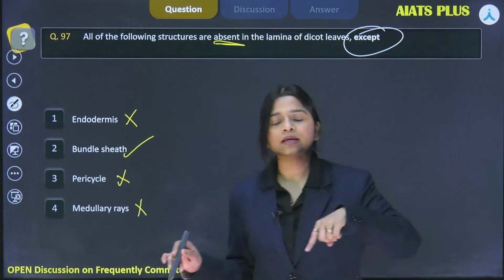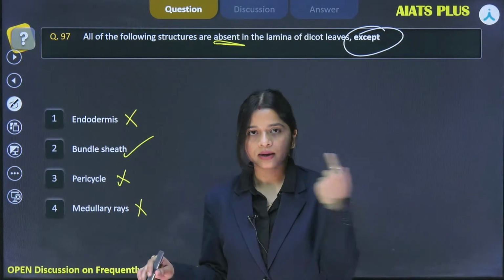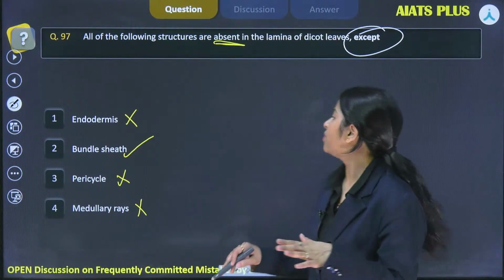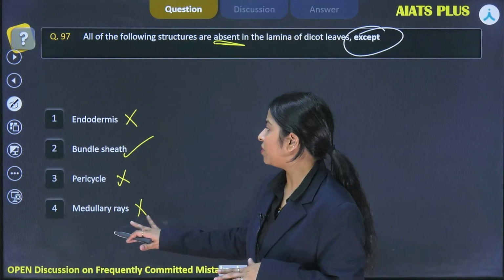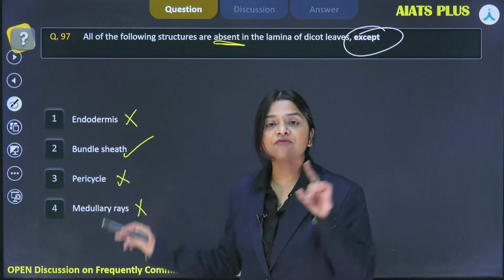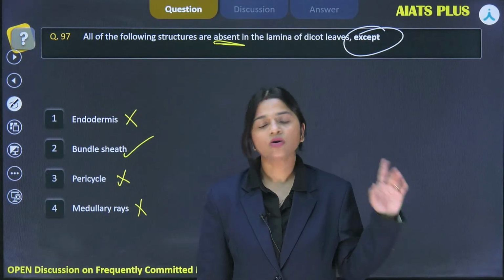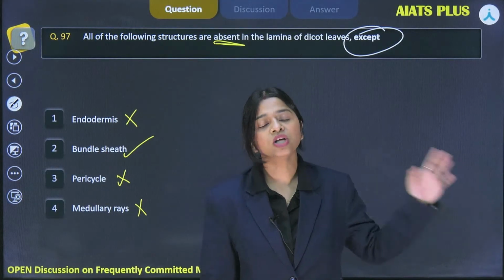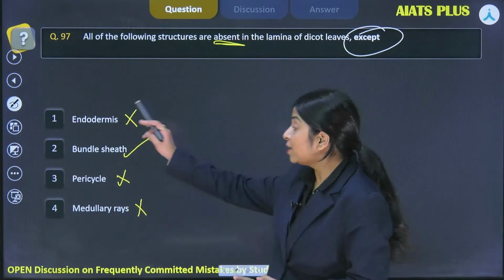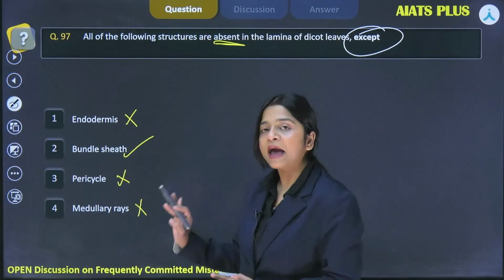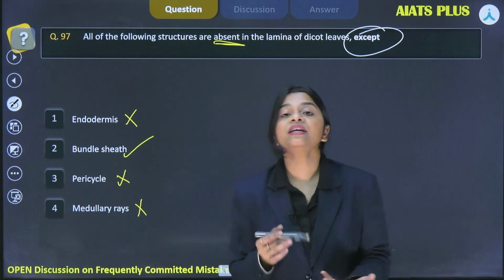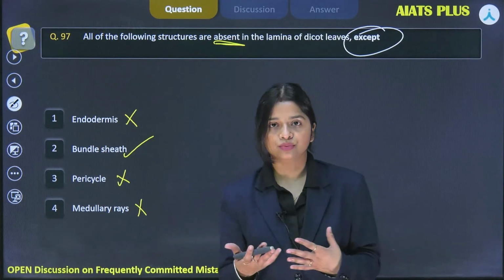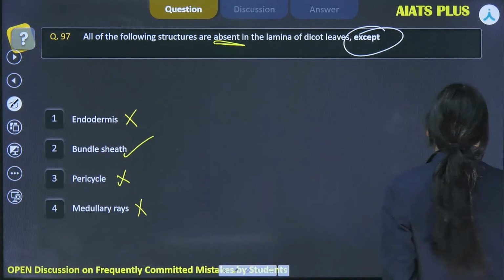I will be discussing the tissue system with you in the question ahead. That will make it very clear what we understand by medullary rays. Alright, bundle sheath is found in leaves only, not in stem, not in roots. But endodermis, pericycle and medullary rays are found in stem or roots. Alright, moving on to the next question.